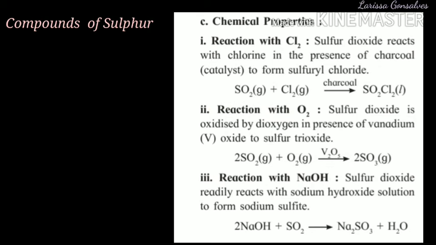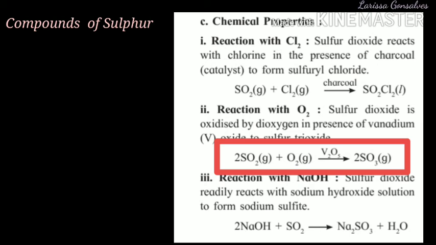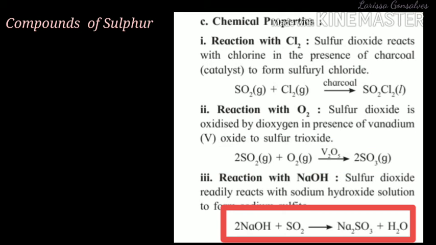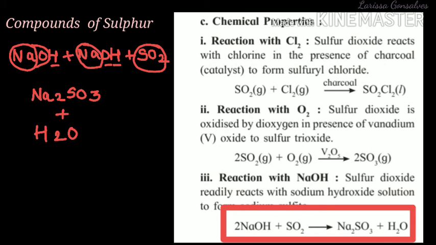Next is the reaction with oxygen. So sulfur dioxide, that is SO2, is oxidized by dioxygen. Dioxygen means O2, in the presence of vanadium pentoxide, and the product formed is sulfur trioxide. Next is the reaction with sodium hydroxide, that is NaOH. So sulfur dioxide, that is SO2, reacts with sodium hydroxide solution, that is NaOH, to form sodium sulfite, that is Na2SO3, and water is also given out in the product.